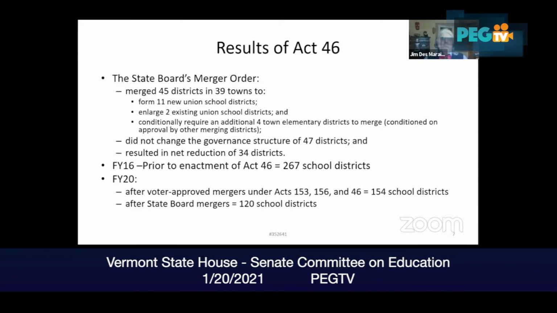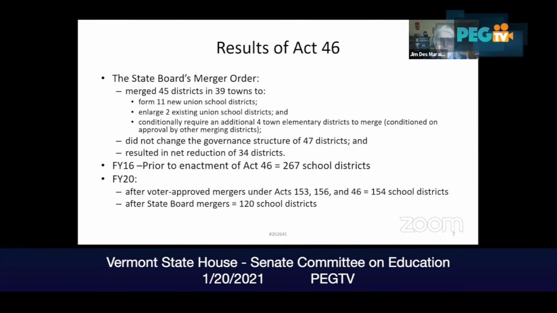So the results. The state board's merger order merged, and this comes from data from Donna Russo-Savage. She presented this to Senate Education a couple years ago, or last year. And she said that the state board merger order merged 45 districts into 39 towns to form 11 new union school districts, enlarged 2 existing union school districts, and conditionally required an additional 4 town elementary school districts to merge.